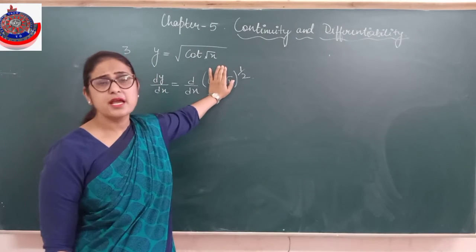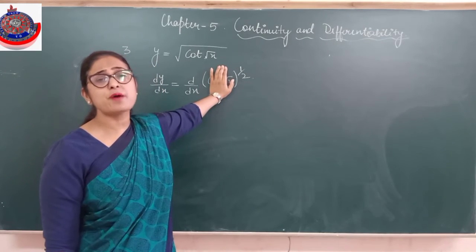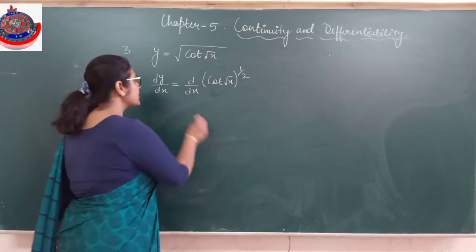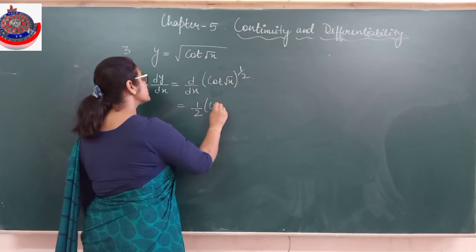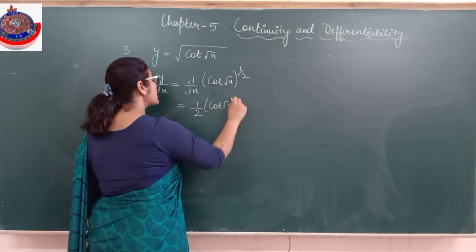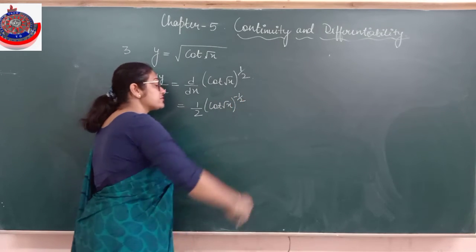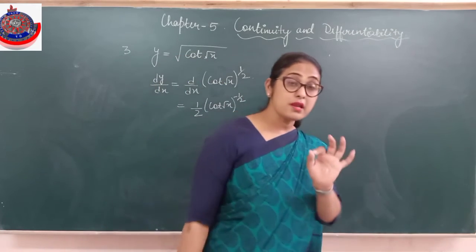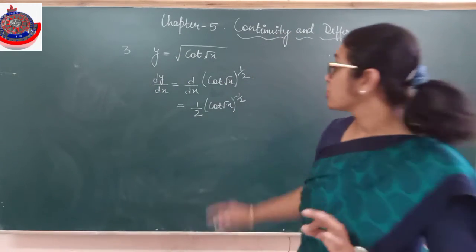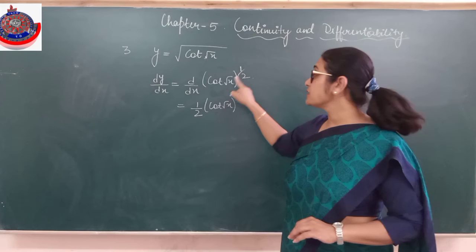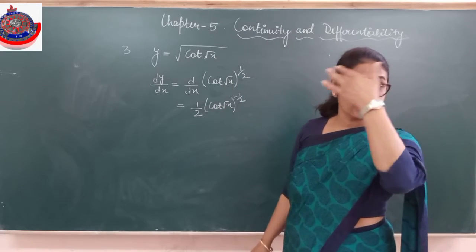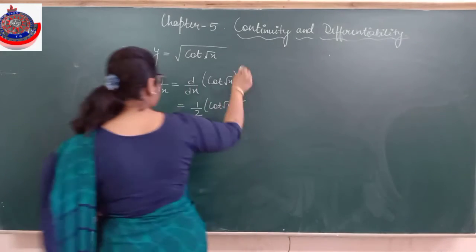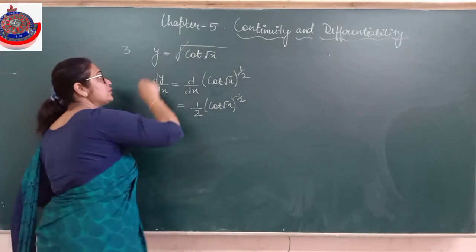This is simple x. This is x raised to power 1 by 2. कैसे होता है differentiate? 1 by 2, power comes in front, reduce the power by 1. When you are applying an operation or you are differentiating one function, the other will remain unchanged. You are differentiating only the power, this will not change. Cot root x will remain cot root x, keep in mind girls. Is this clear?